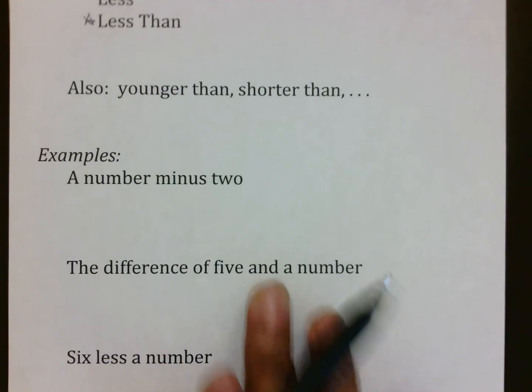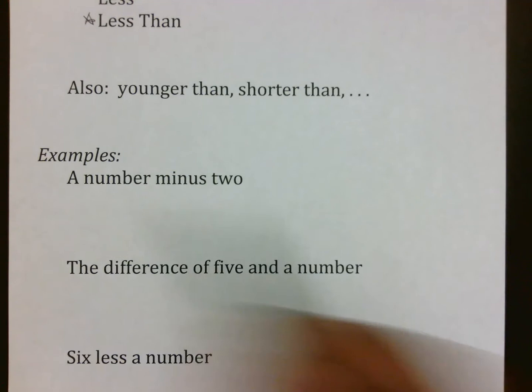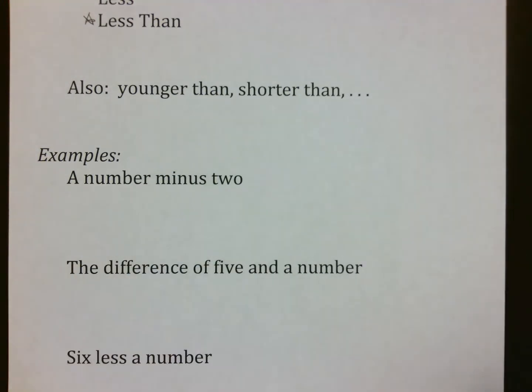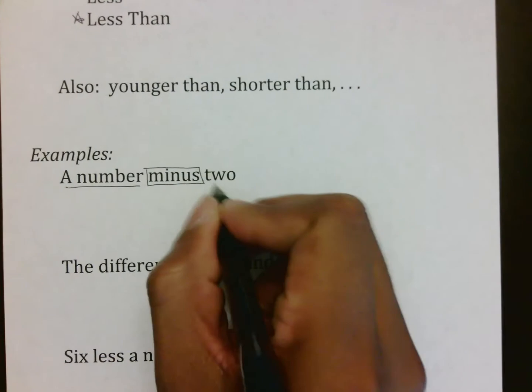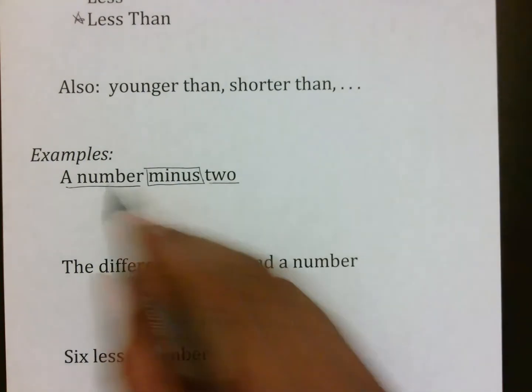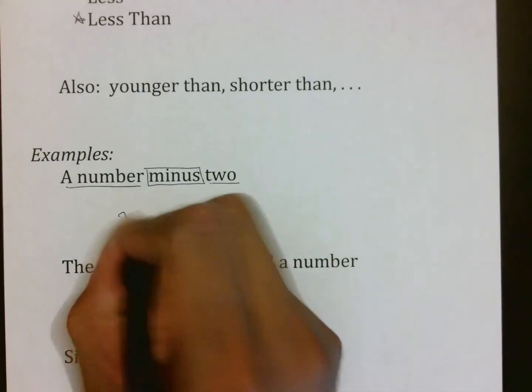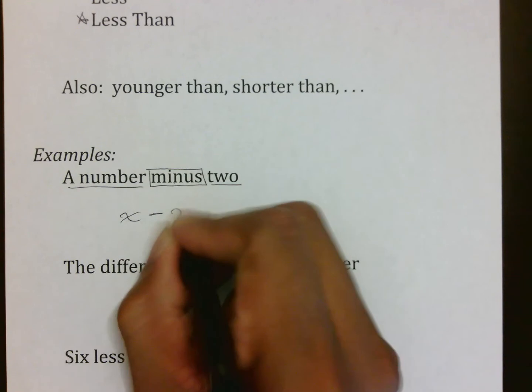In terms of examples, you have a number minus 2. Again, this is on the back side of your paper. Again, the operation prompt is minus. There is a value. Again, keep the order the same. A number is first, so we put x minus 2 here.